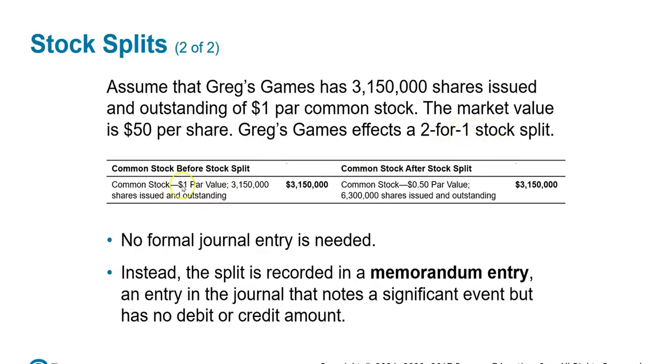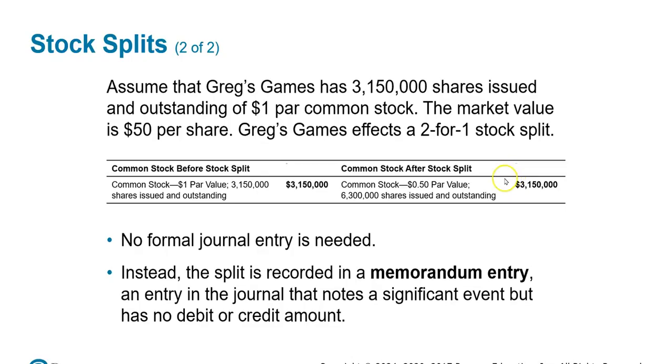So the common stock is $1 par value at 3,150,000 shares issued and outstanding. This is before the stock split. After the stock split, the common stock par value would be cut in half, 50 cents per share, but the number of shares outstanding would increase to 6,300,000 shares outstanding. But the total amount would stay the same.